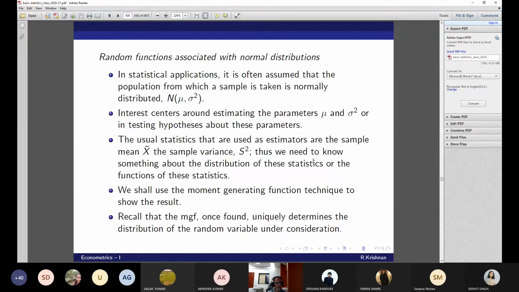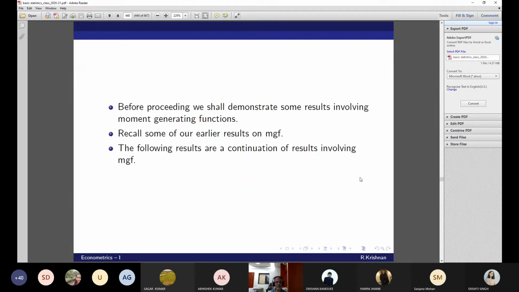And this is the so-called one-sided test. Suppose we have the null x bar equal to 20 and the alternative x bar not equal to 20. This is a two-sided test. We'll see all these things in inference. So to do all these things, we need to know the distribution of these statistics. So we shall use the moment generating function to show the result. Recall that the moment generating function, once found, uniquely determines the distribution of a random variable. Before proceeding, we shall demonstrate some results involving the MGF.